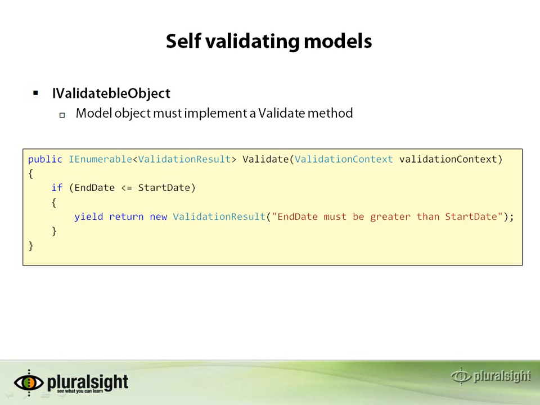When you implement IValidatableObject, you're implementing a Validate method for this model, and so you can just walk up to properties and check them.